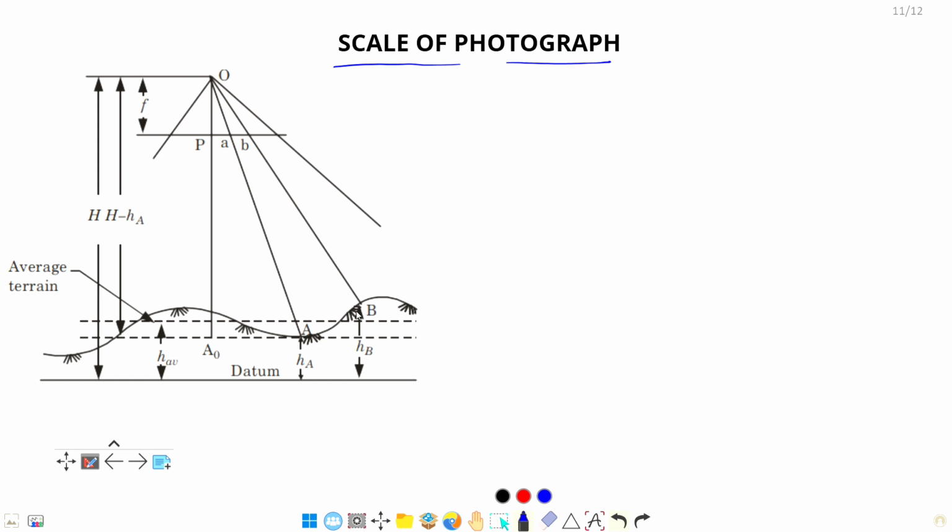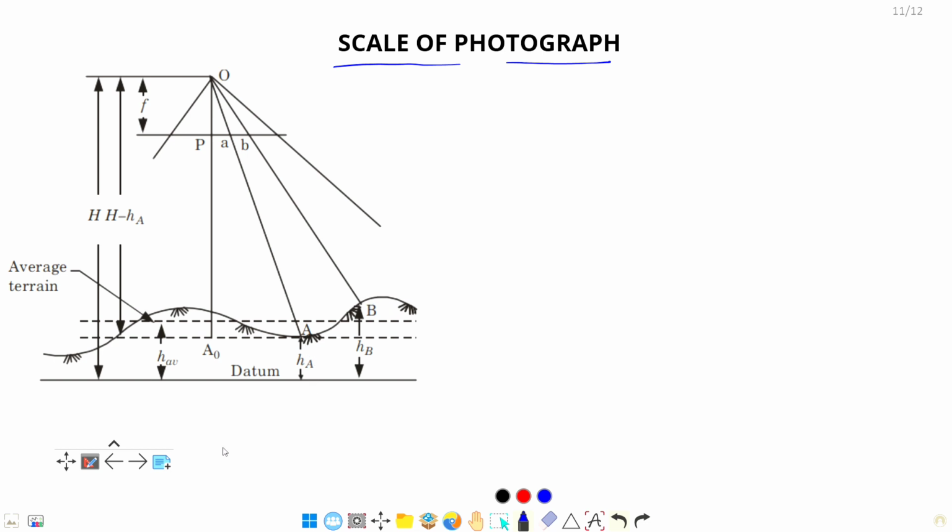Theory is up to this only. From now we will see numericals depending upon scale, relief, displacement, parallax, everything, and with the help of those numericals, you can achieve 5 to 10 marks in your GATE exam. So this is going to be the most important, most short and most productive part of your syllabus of geomatics engineering. So let's start. First one is scale of photograph.